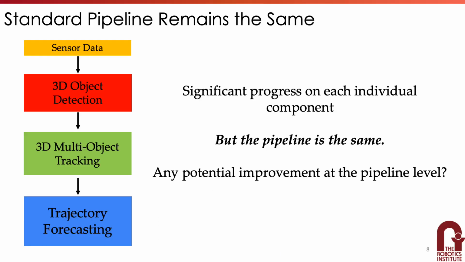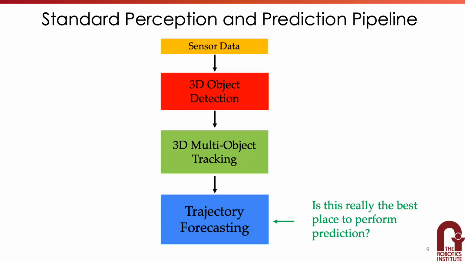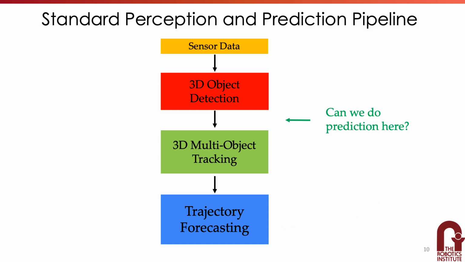Although we have seen significant progress in each individual component, such as detection, tracking, and forecasting, the pipeline remains the same. So we're wondering if there is any potential improvement that can be made at the pipeline level. There are various ways of changing this perception and prediction pipeline. In this work, the key question we want to ask is: is the next step the best place to perform prediction? For example, can we do prediction somewhere in the middle of the pipeline?